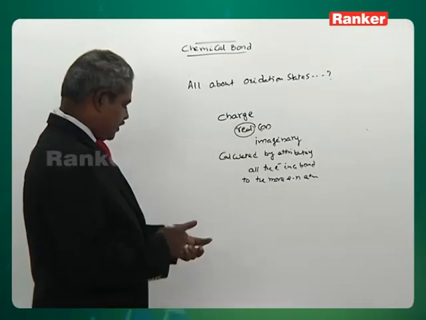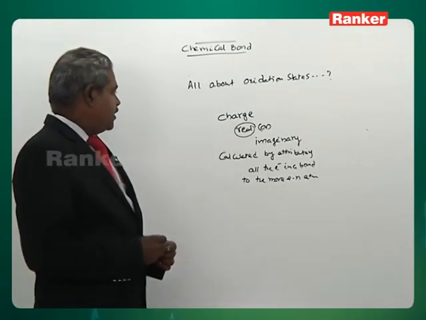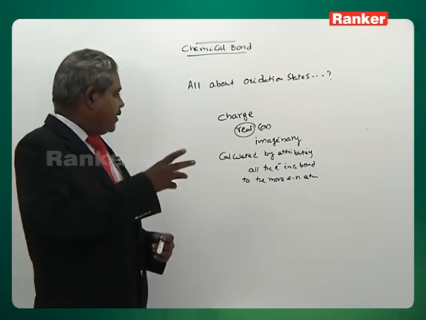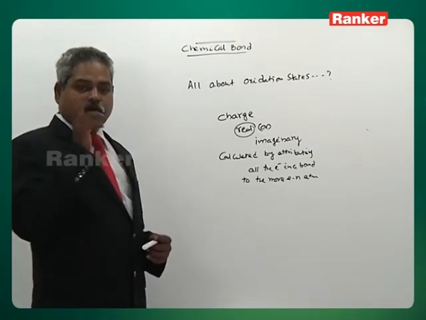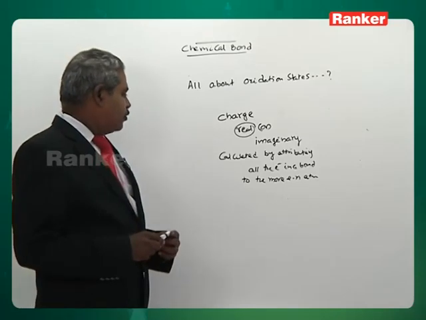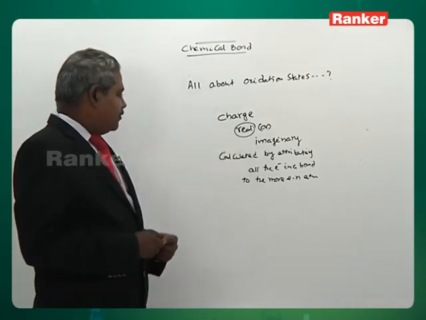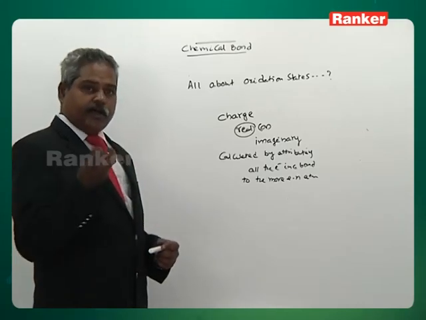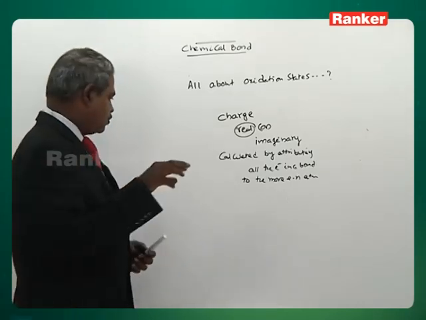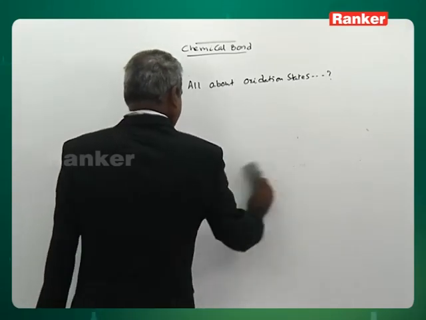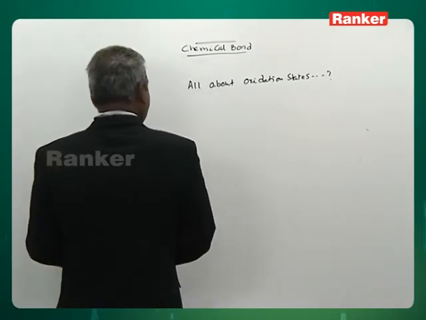What is the definition of oxidation state? Charge acquired by an atom. It may be real charge or imaginary charge. Charge acquired by an atom in a group, whether it is real or imaginary. How is it calculated? It is calculated by attributing all the electrons to the more electronegative atom. Look here. And you know which is more electronegative.